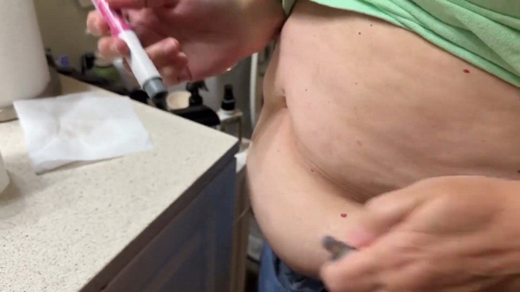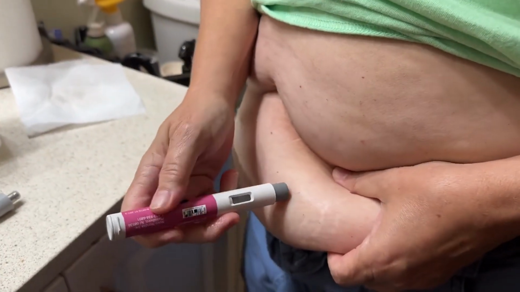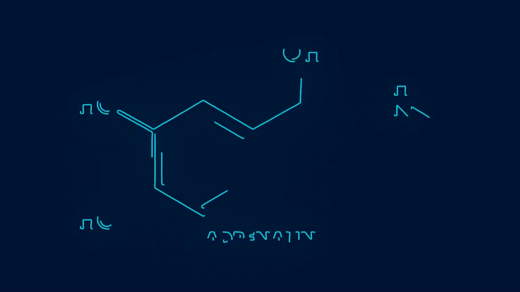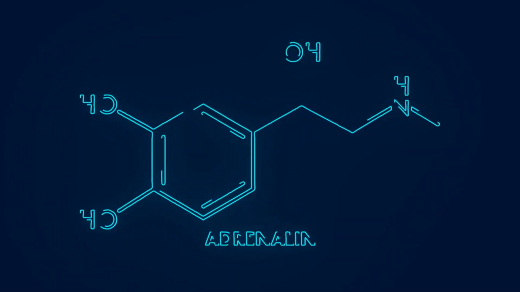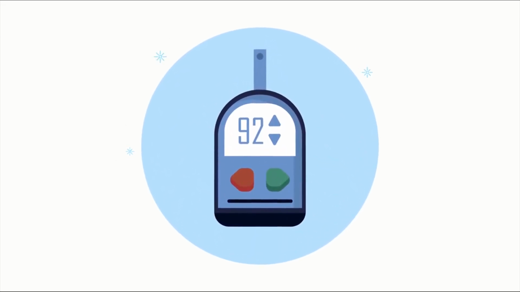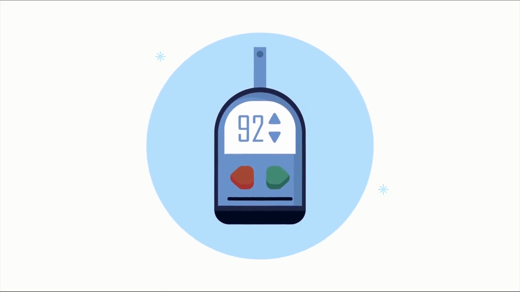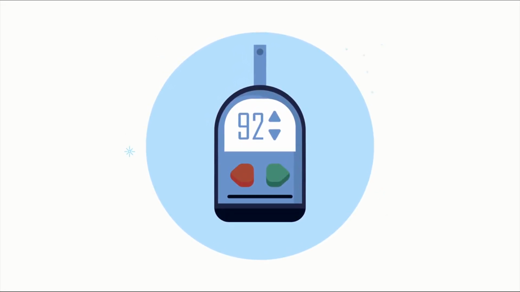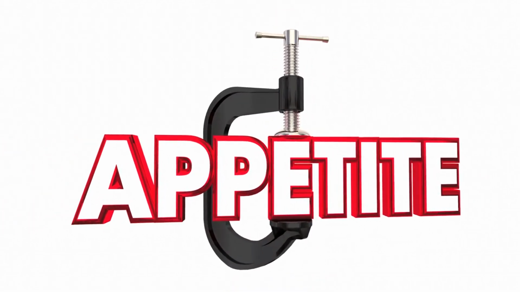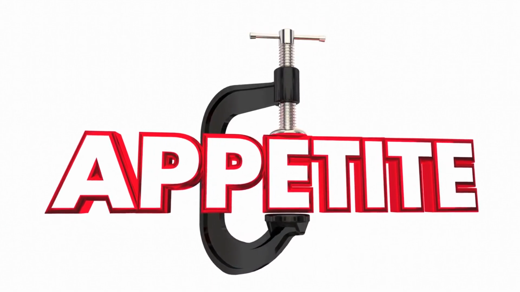Ozempic, semaglutide, is a prescription medication approved for the treatment of type 2 diabetes and obesity. It belongs to a class of drugs known as glucagon-like peptide 1, GLP-1, receptor agonists, which mimic the effects of a naturally occurring hormone called GLP-1. GLP-1 plays a crucial role in regulating blood sugar levels by stimulating the release of insulin from the pancreas and inhibiting the production of glucagon, a hormone that raises blood sugar levels. Additionally, GLP-1 slows down the emptying of the stomach, promoting a feeling of fullness and reducing appetite.